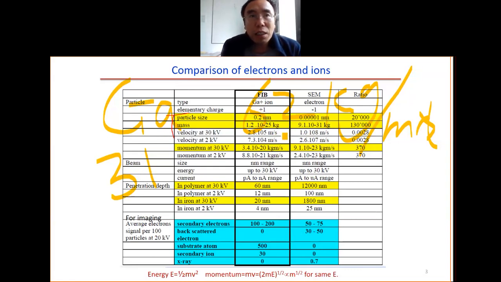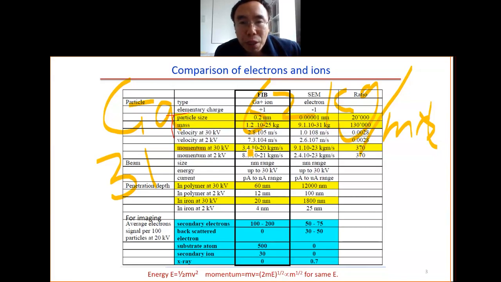We know the mass of each neutron or proton is 1,800 times that of the electron. As a result, for the gallium ion, the mass is 130,000 times that of the electron. So because we have the high mass, we have the high momentum. So this is most important for the ion milling process. For the momentum, we know the energy is given by 1/2 mv squared, so the momentum is equal to the square root of 2mE. So higher the mass, higher the momentum.